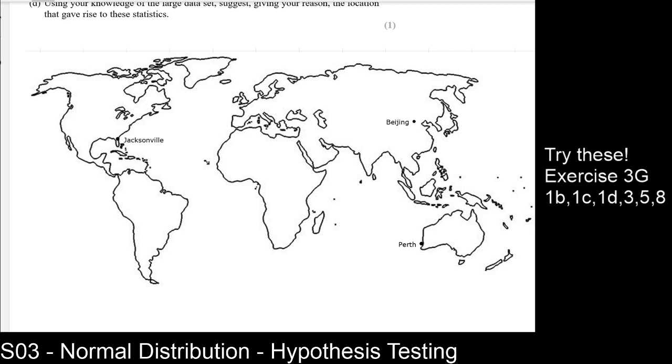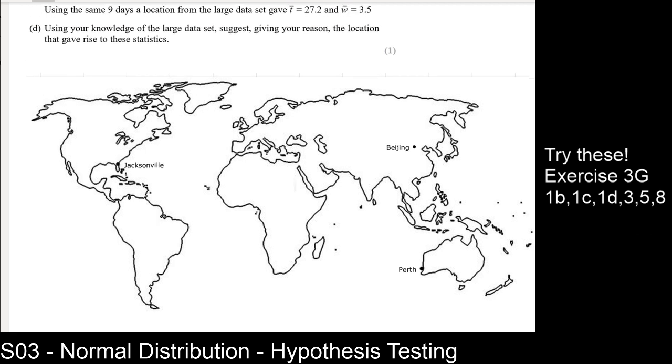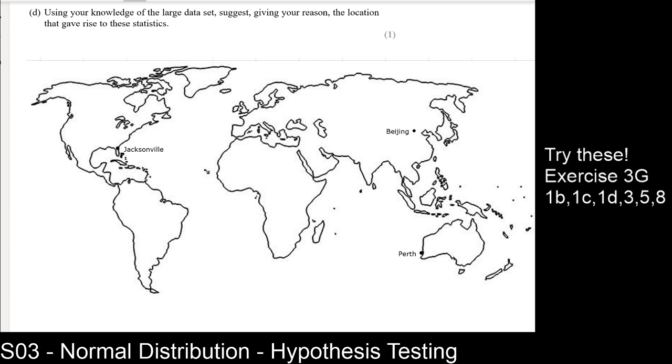Still relatively warm compared to the UK, but the fact that it's quite a high temperature would suggest that it is going to be either Jacksonville or Beijing in terms of the temperature, and then the low wind speed would suggest that it is Beijing. The reason why is Jacksonville, as you can see there, is on the coast, so we'd expect Jacksonville to be quite windy. Beijing's not quite on the coast, so it makes sense that Beijing will be the place there.